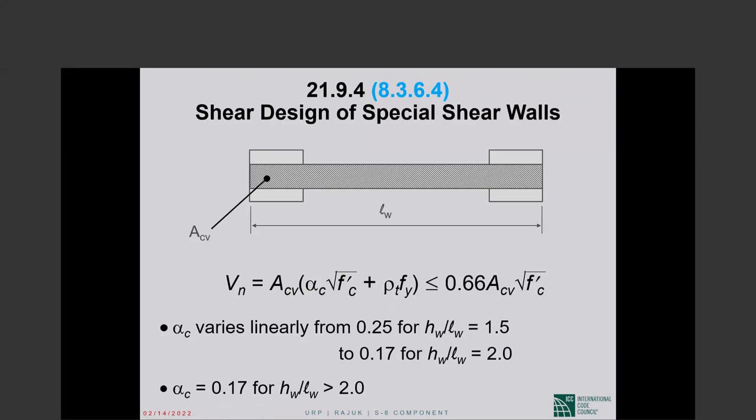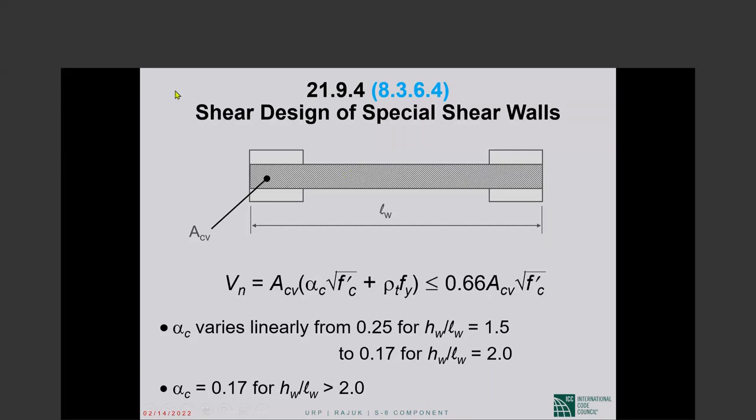So rho sub t will be calculated based on phi times V sub n minus A sub cv times alpha sub c times square root of f sub c prime. Okay, so rho sub t will depend on how much shear needs to be resisted by the horizontal shear reinforcement. And the total shear that can be imposed cannot exceed 8 square root of f sub c prime. That number of 8 can be 10 under some circumstances. I will let you read the details.